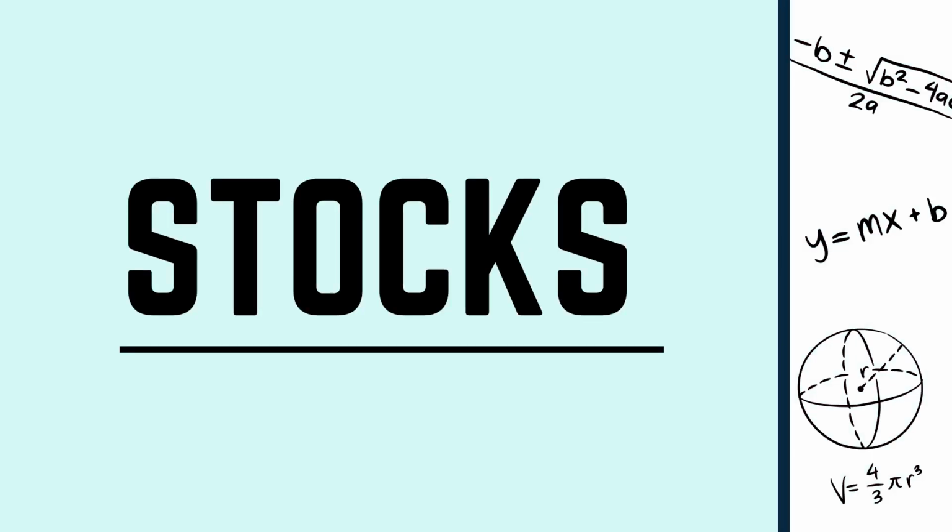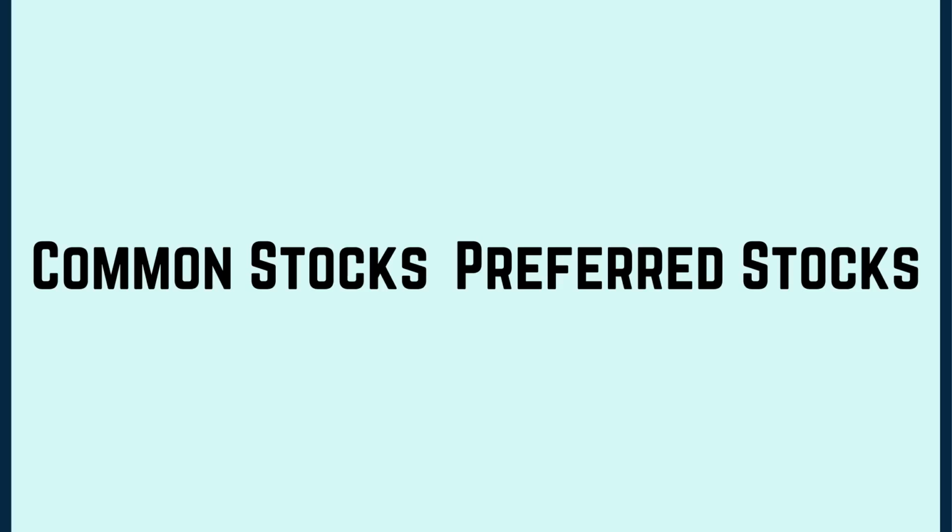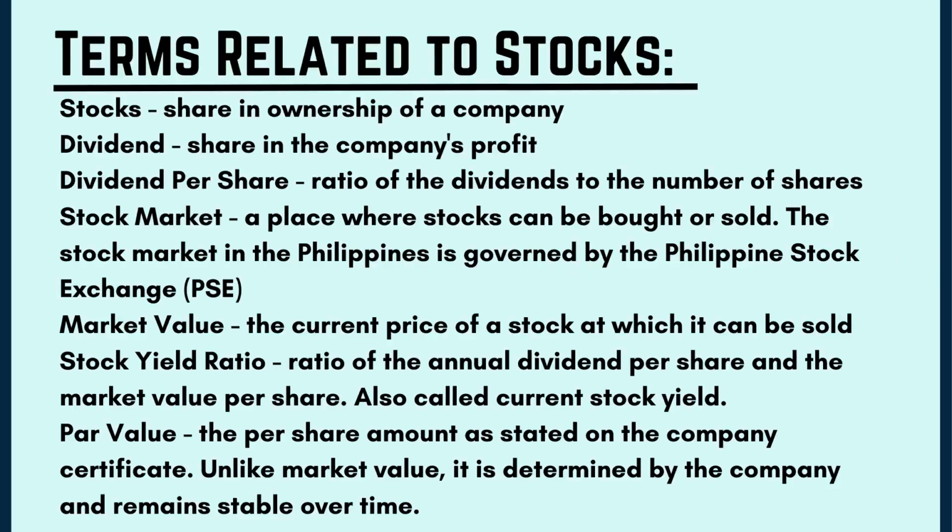Let's start with stocks. Stocks represent ownership in a company, and the price of a stock changes every day based on supply and demand in the market. There are two types of stocks, common stocks and preferred stocks. Common stocks may receive dividends, while preferred stocks also receive dividends, but they are paid before the dividends of common stockholders. Let's now define the important terms related to stocks.